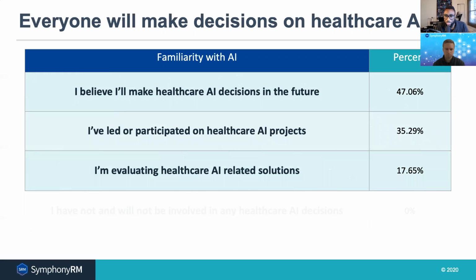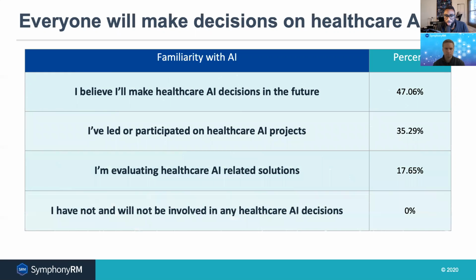There's another contingent. The smallest contingent is actively evaluating AI-related solutions. But then the true smallest contingent, we straight up asked, who thought they wouldn't be involved in any kind of healthcare AI related decisions, and they gave the correct answer that that's not the case. If you're making decisions, the way that AI technologies are creeping into various technologies, eventually the decisions that you make will be on AI related platforms.